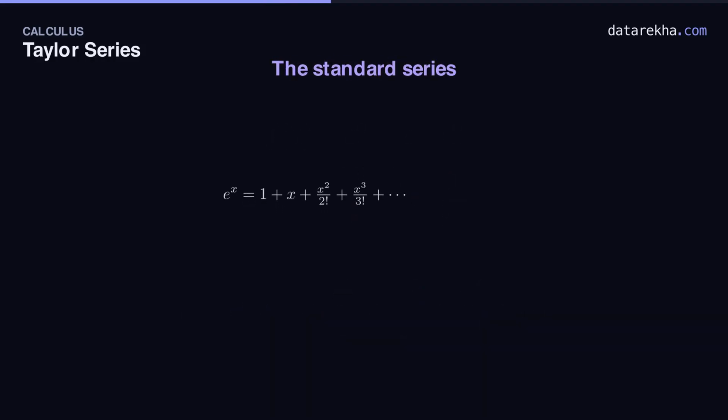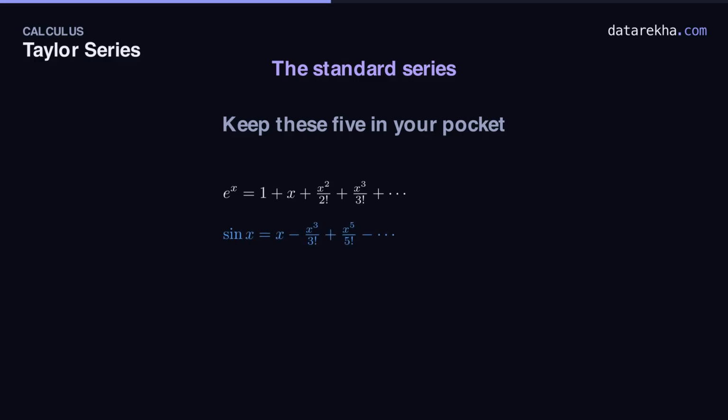Here's the toolkit worth memorizing. e to the x we just built. Every power, each over its factorial. Sine keeps only the odd powers, with signs that alternate. x minus x cubed over 3 factorial plus x to the fifth over 5 factorial. Cosine is the mirror image, only the even powers, again alternating. 1 minus x squared over 2 factorial plus x to the fourth over 4 factorial.